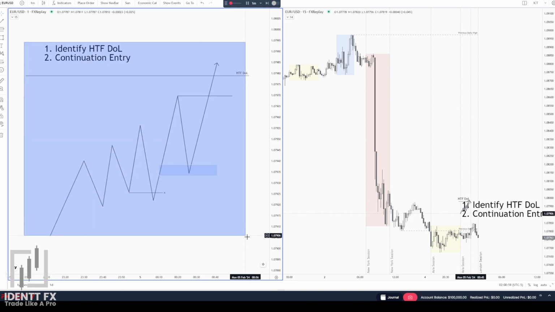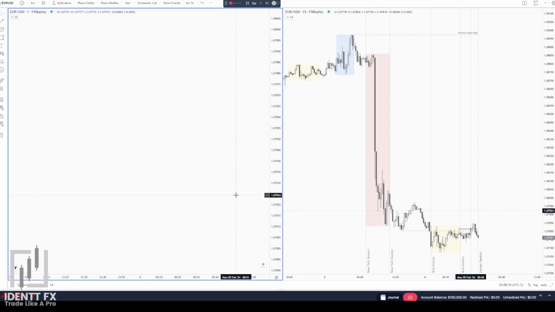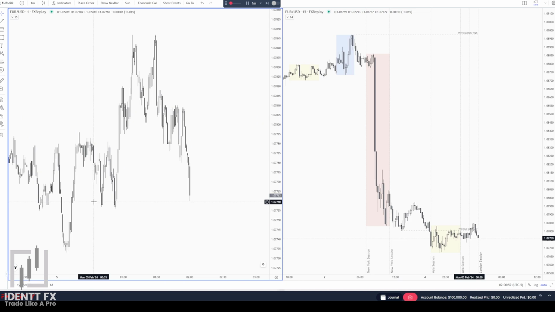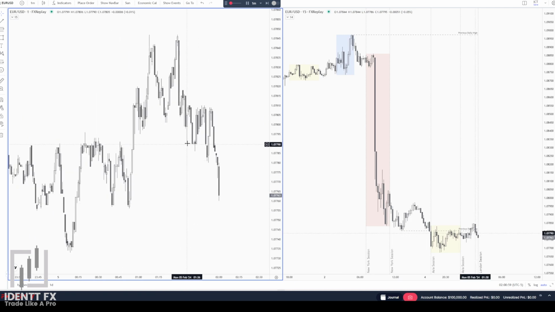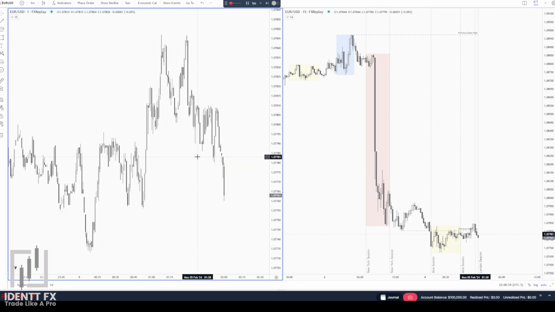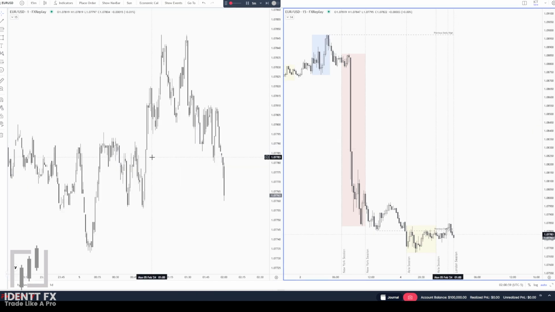Let's get right into it. The challenge is really simple. We are going to be trading the London session and the New York session, and we are going to try and target 10%, which basically passes most prop firm challenges. We're going to be risking a max of 1% per trade. We can also go half risk. We will see how the price action treats us.